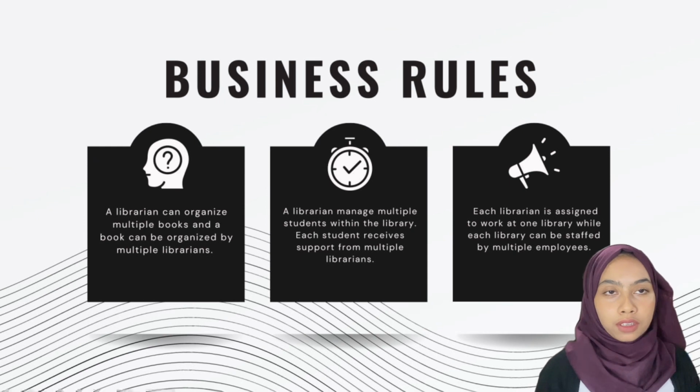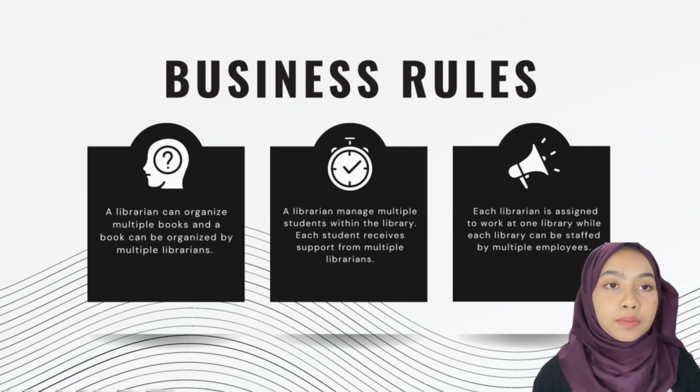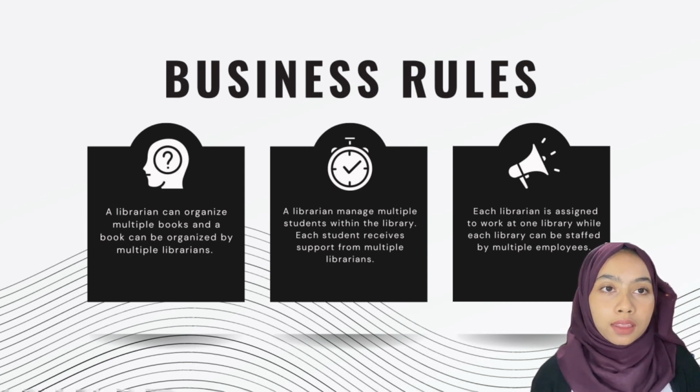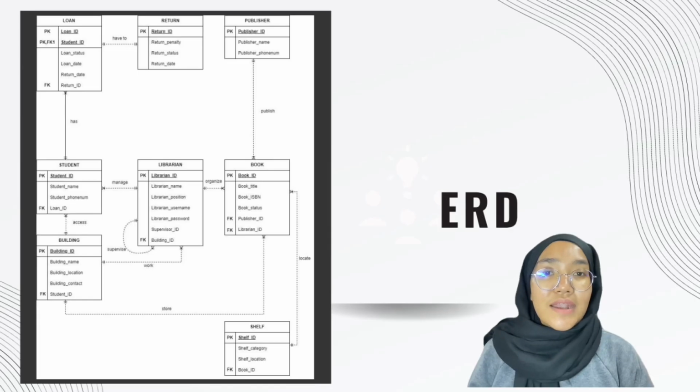Next, I'm going to talk about the business rules. Firstly, a librarian can organize multiple books, and a book can be organized by multiple librarians. Next, the library manages multiple students, and each student receives support from multiple librarians. The last business rule is each librarian is assigned to work at one library, while each library can be staffed by multiple employees.